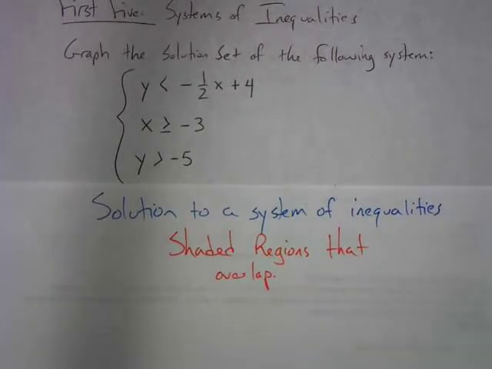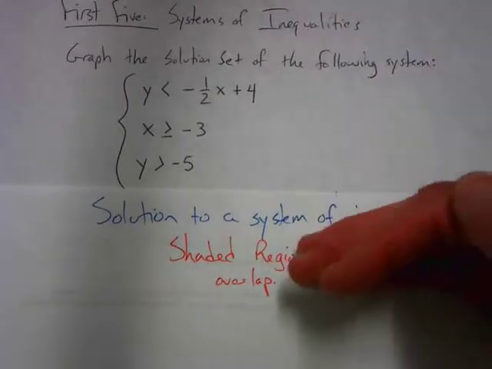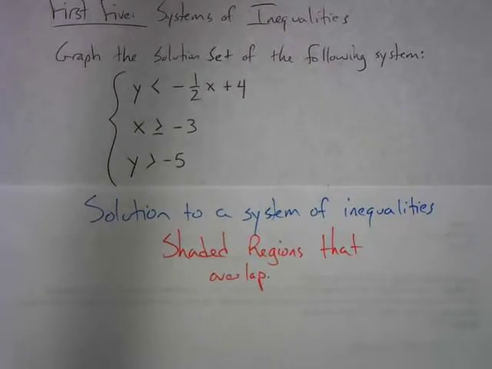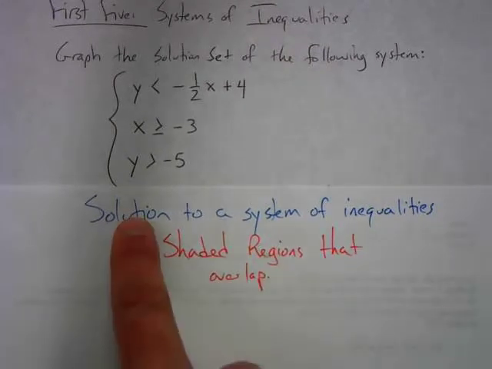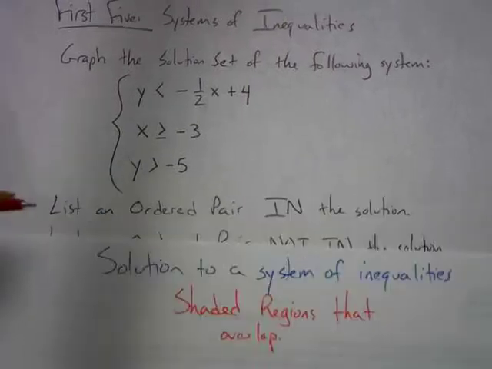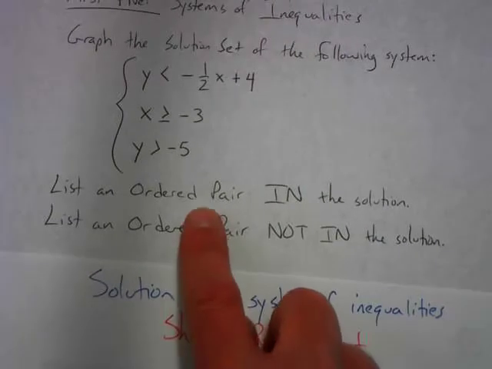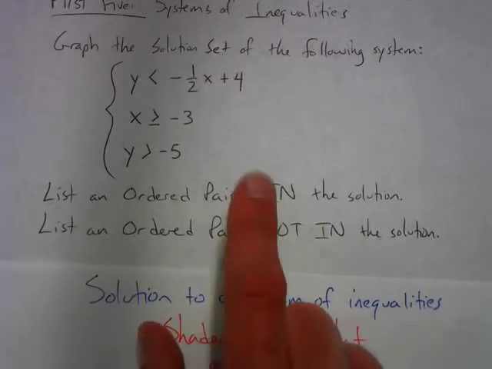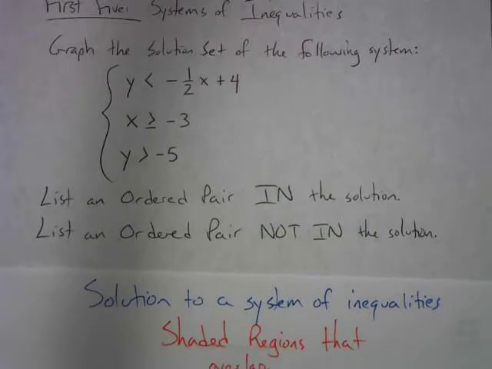So on one ordered coordinate plane, you'll have one or two or three graphs with shaded regions, and the solution is where those shaded regions overlap. And we're going to see visually what that might look like, and if that is the solution, we can then answer some questions about it. We can talk about an ordered pair that's in the solution and an ordered pair that's not in the solution. Very similar to what we did in Common Assessment 4. So this is linking back to Common Assessment 4.